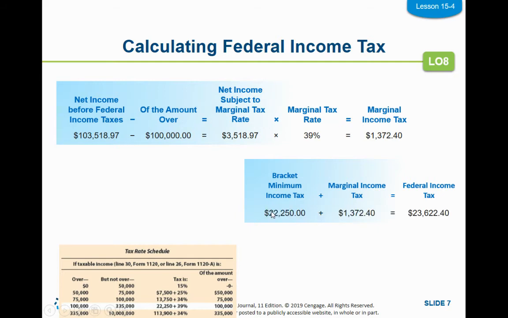So the bracket minimum income tax is $22,250. The marginal income tax, which is the additional over $100,000, is the $1,372.40. Add those two together, and your company owes $23,622.40 in federal income tax for that year.